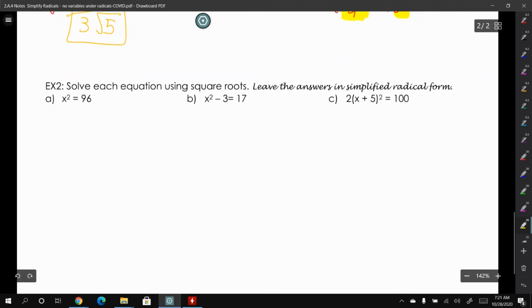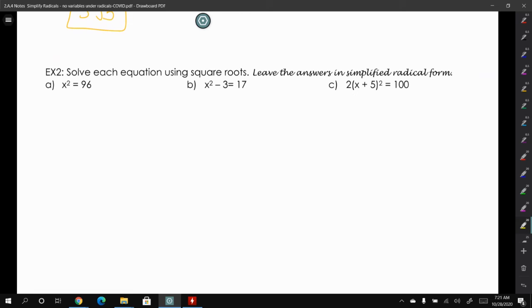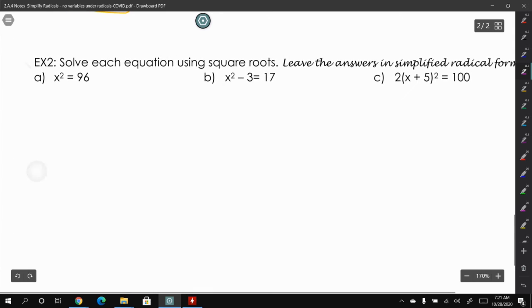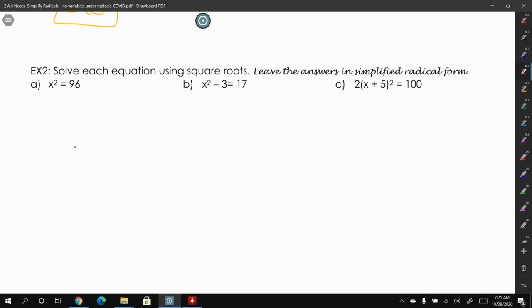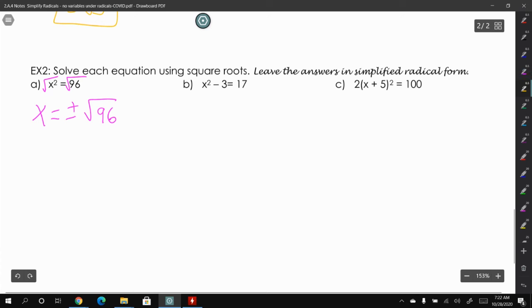Now we're going to take what we learned about simplifying radicals or square roots and apply that to solving equations. The other day we left answers as decimals, but now we're going to make them in simplest radical form. So x equals plus or minus, because we're taking the square root to solve this problem, the square root of 96. So then we need to simplify the square root of 96 and think about, okay, what 2 numbers multiply to 96, and one of those numbers being a perfect square.